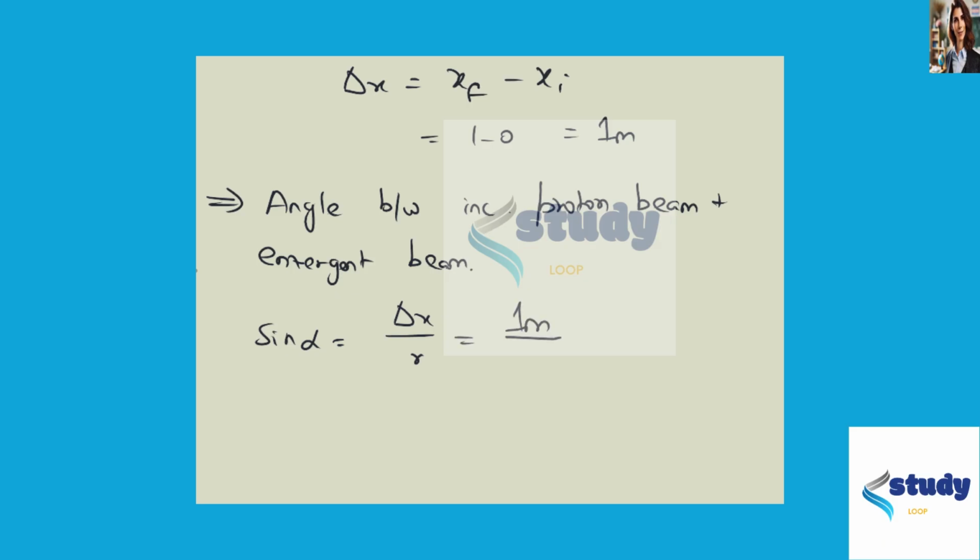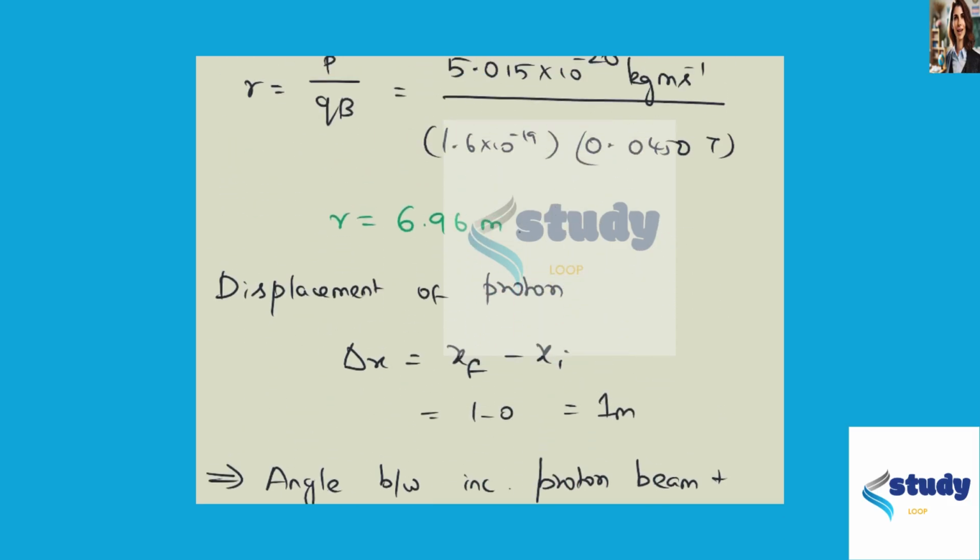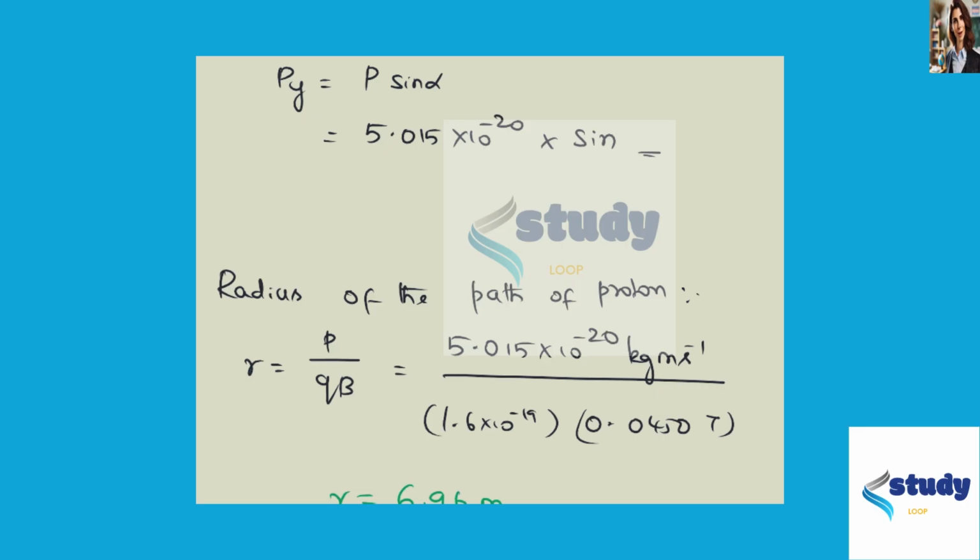Therefore, 1 meter divided by 6.96 meter. On calculating this, we get 0.162. Therefore, sine alpha is equal to 0.162, and alpha is equal to sine inverse of 0.162, which is equal to 9.32 degree. This is called theta. This we have to substitute in the y component, so here we put 9.32 degree.